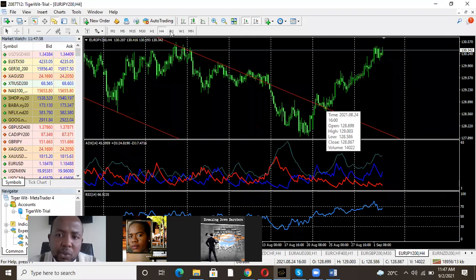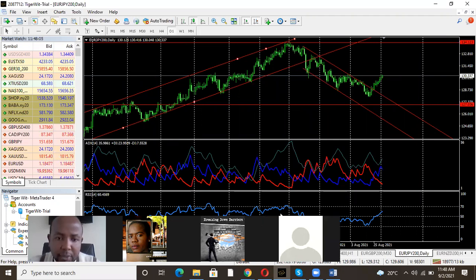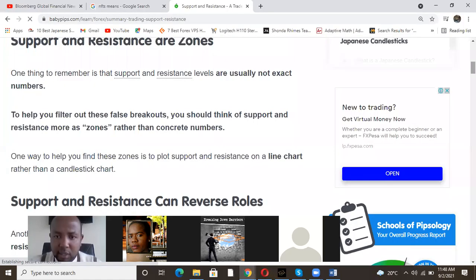The reason I use H4 and D1 is so that I can get the direction of the market. It's usually far easier. So let's finalize on support and resistance.